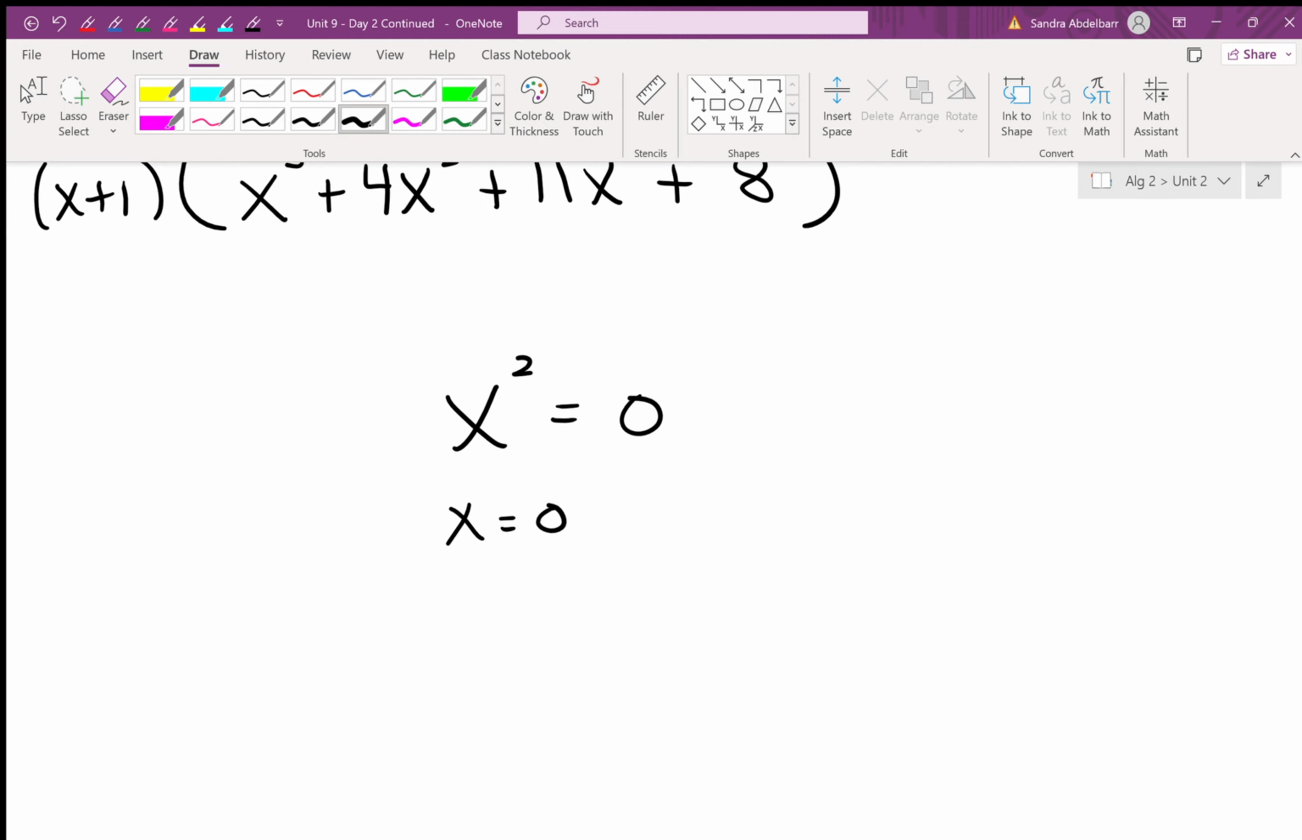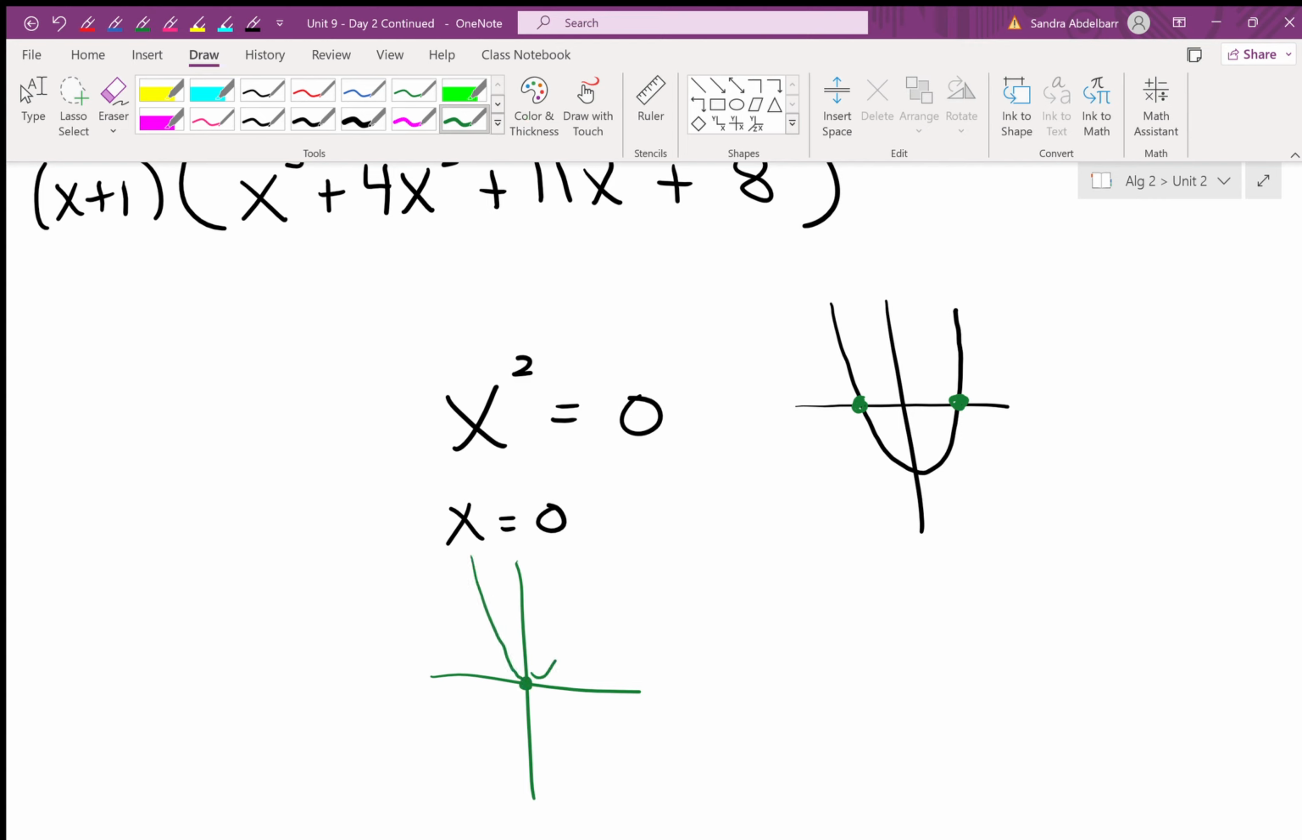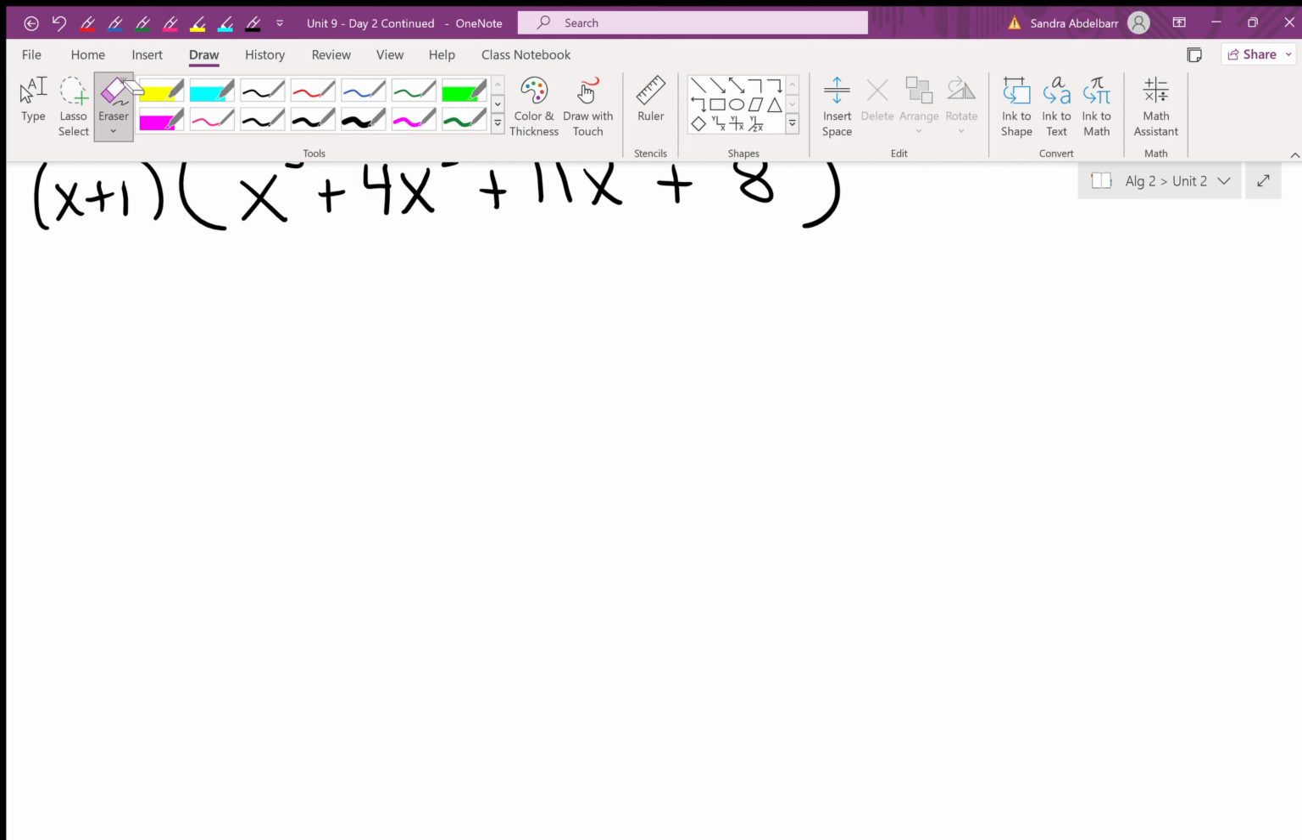This 0 counts twice because generally speaking, when you have a parabola, you come to the x-axis, you go through it, and then you come back up. So here's a root and here's a root. When you have a double root, meaning that number counts twice, it comes down, hits that root, and then bounces back up. It doesn't go through the root. That's called a double root. So in this scenario, we have a double root.